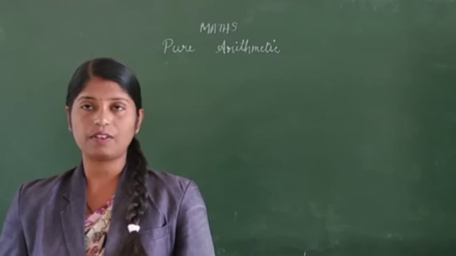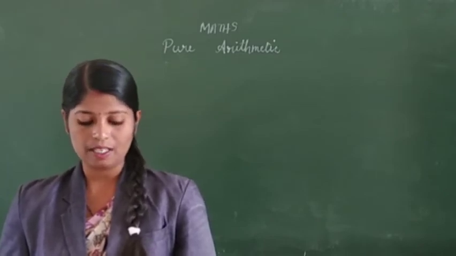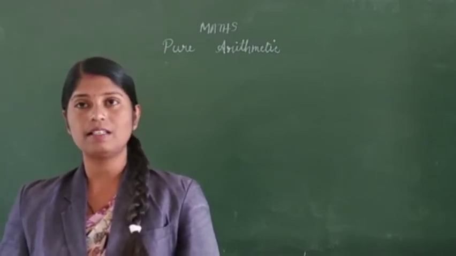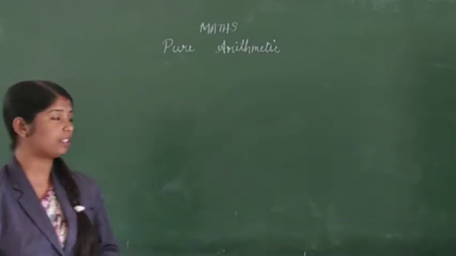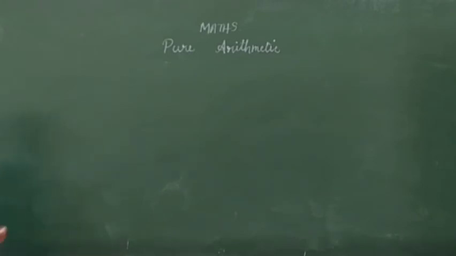The product of a non-zero rational number and an irrational number is an irrational number. We have to prove this statement. So the product means it is the multiplication.